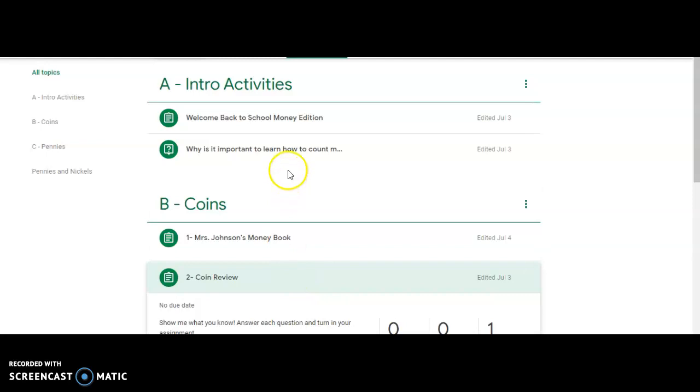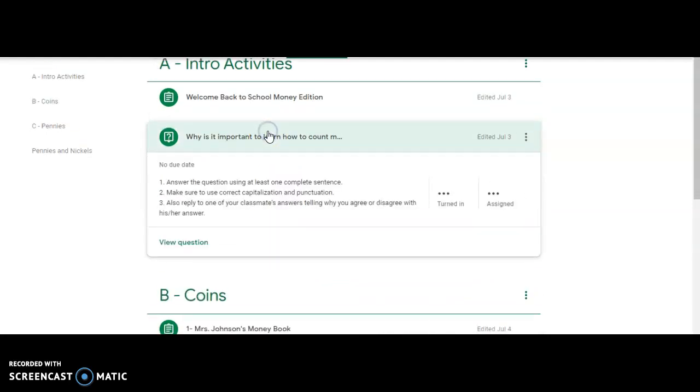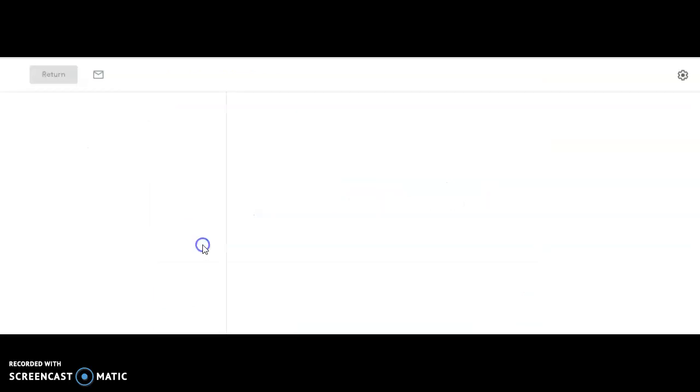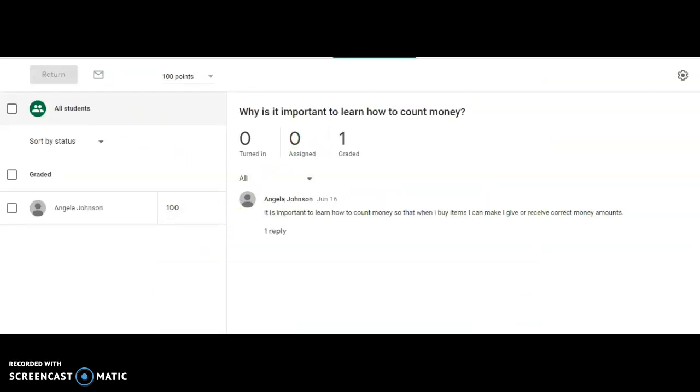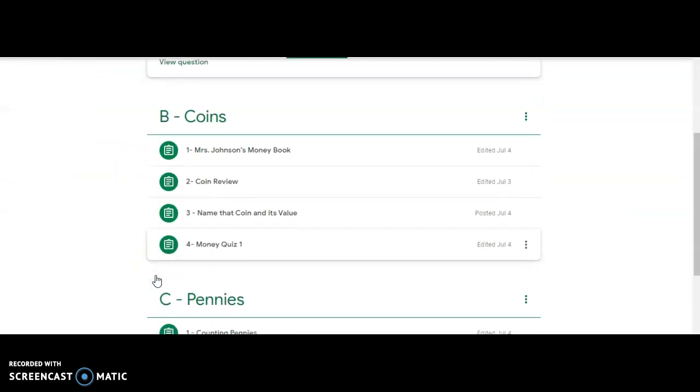She came up with a back to school money edition. She used links on why it's important to count money, questions that she asked, and respond to your classmates to tell why you agree or disagree with the answer. We then moved into coins. We did a coin review.